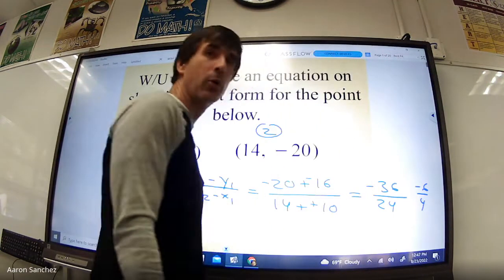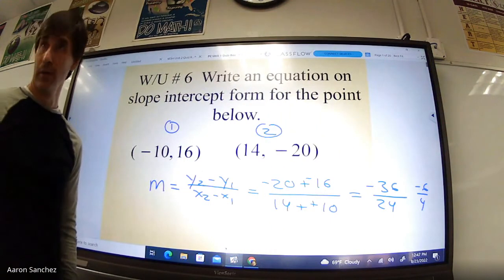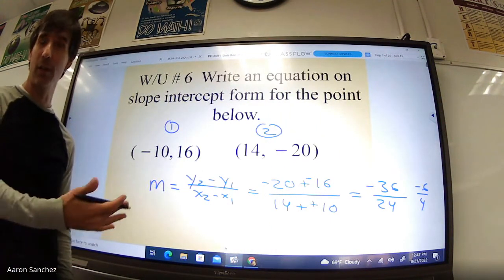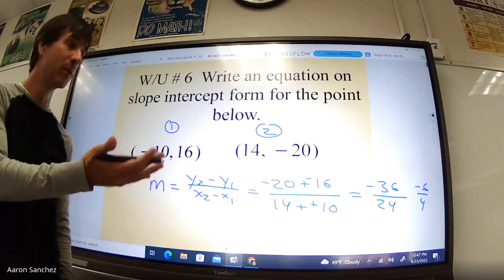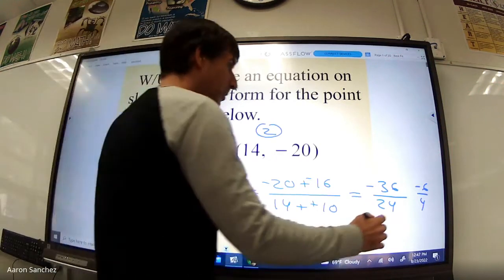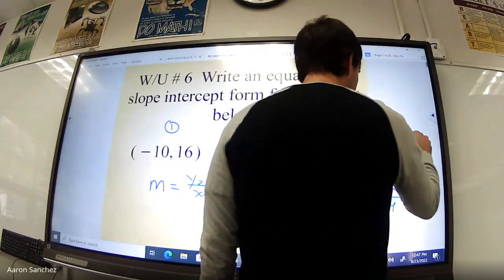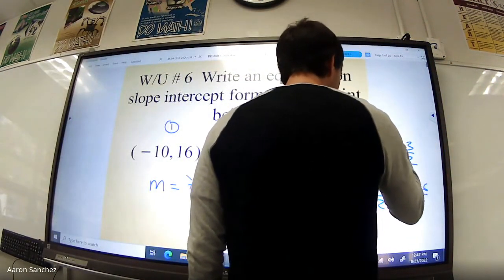Can I reduce it some more? 6. Someone said 12. Yeah, 12 is the biggest one. But if you only do 6, then you divide again. What's the next one? Divide by 2. Negative 3 over 2. That's my slope.